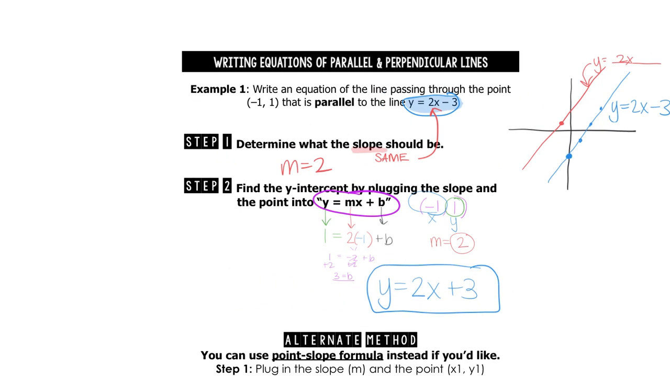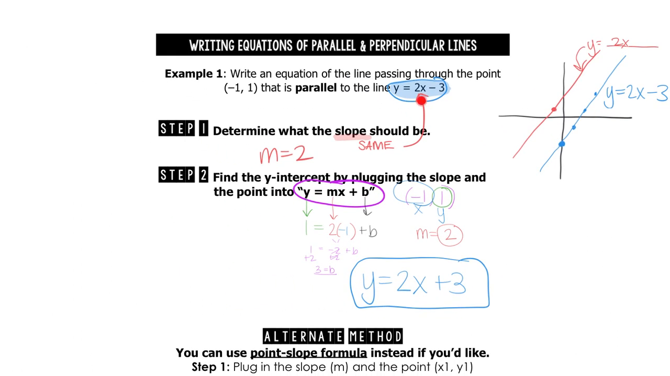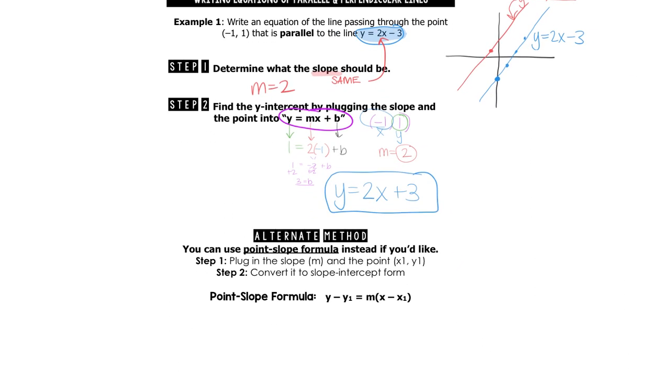Okay, so this is how you can do it. You would just figure out what your slope should be and then plug it into slope-intercept form, and then you can write your new equation. Now there is another way to do this.